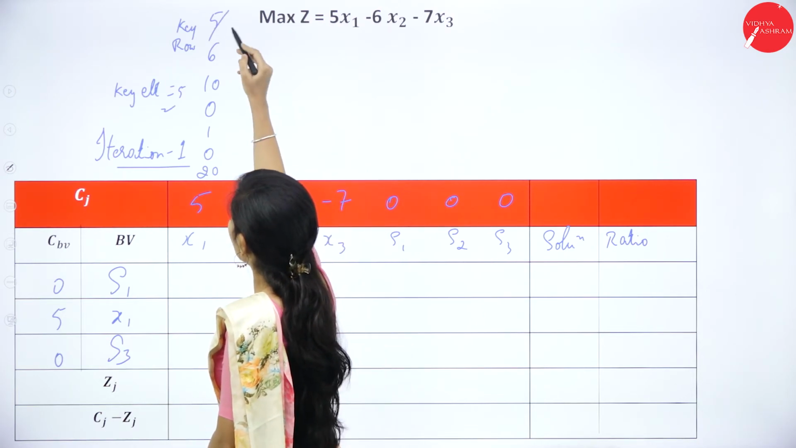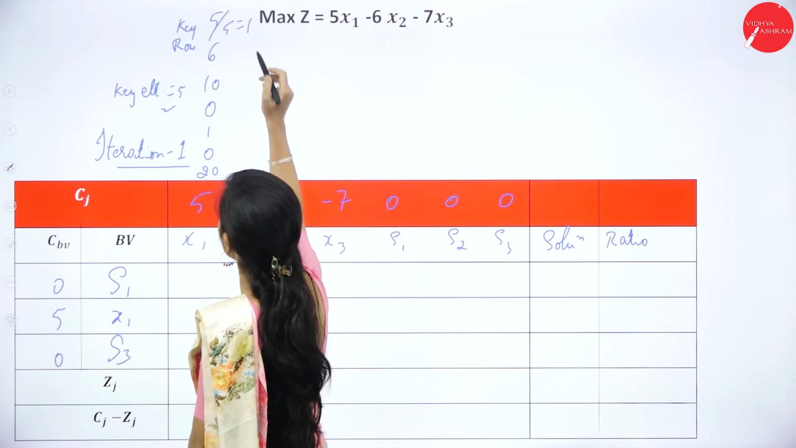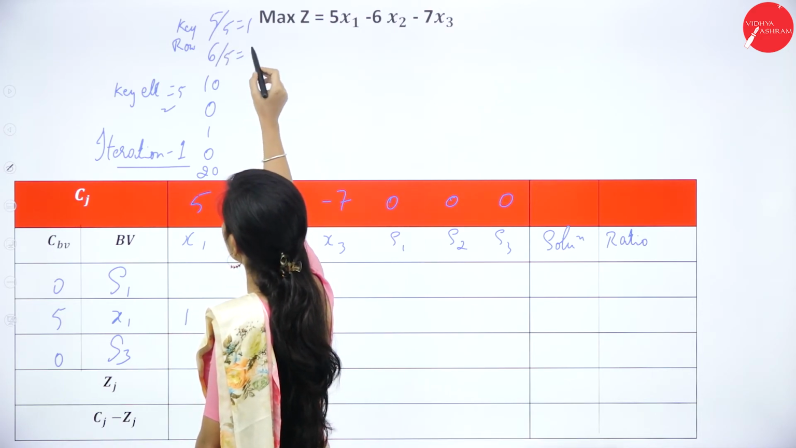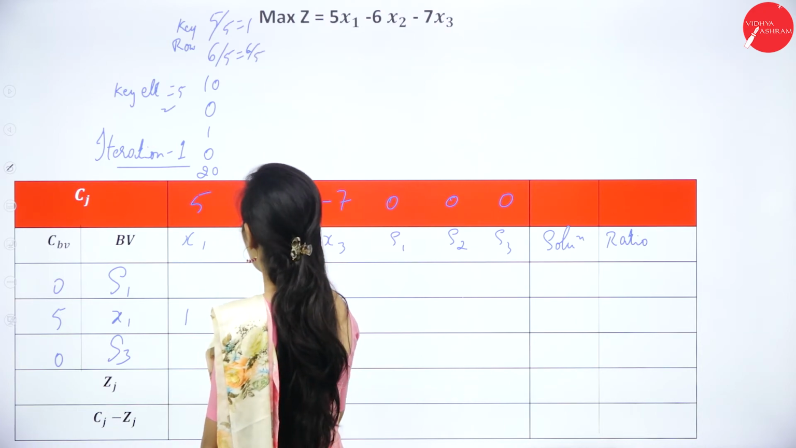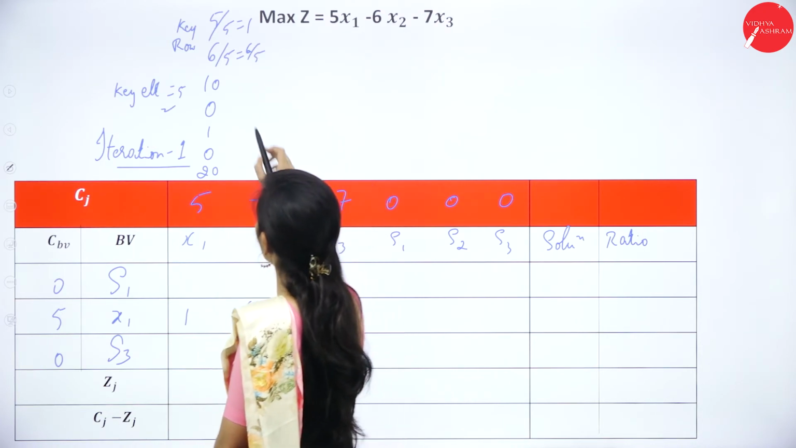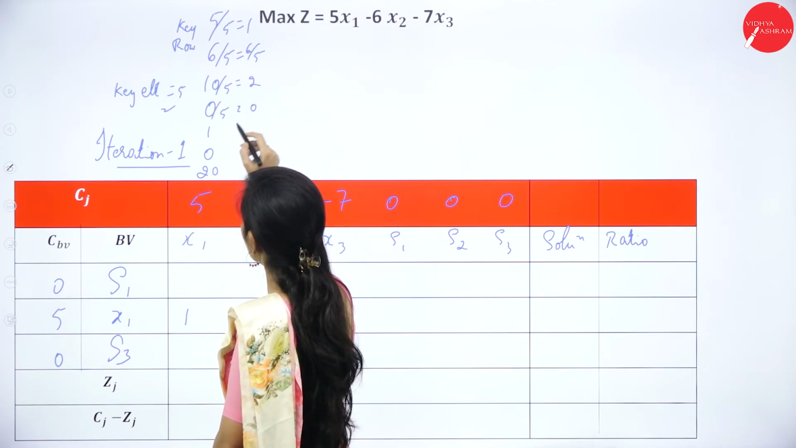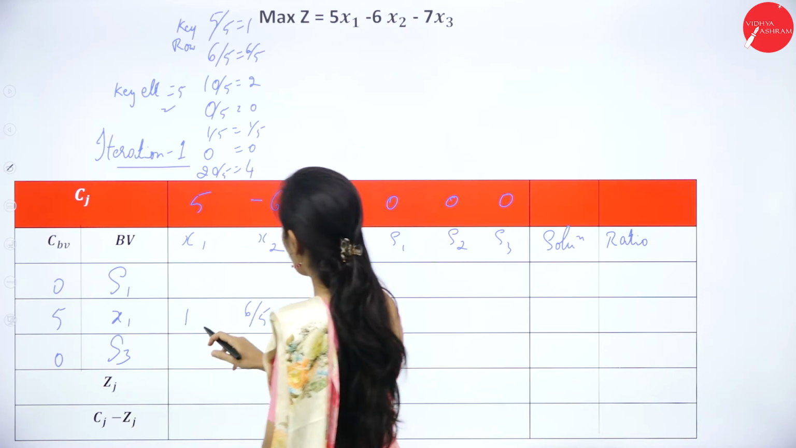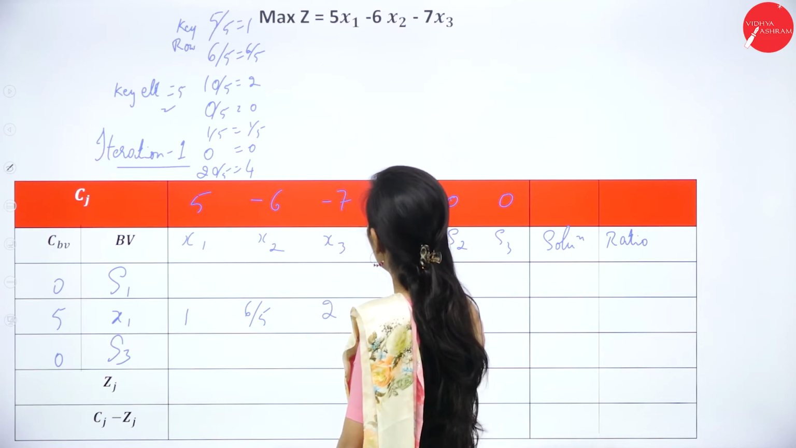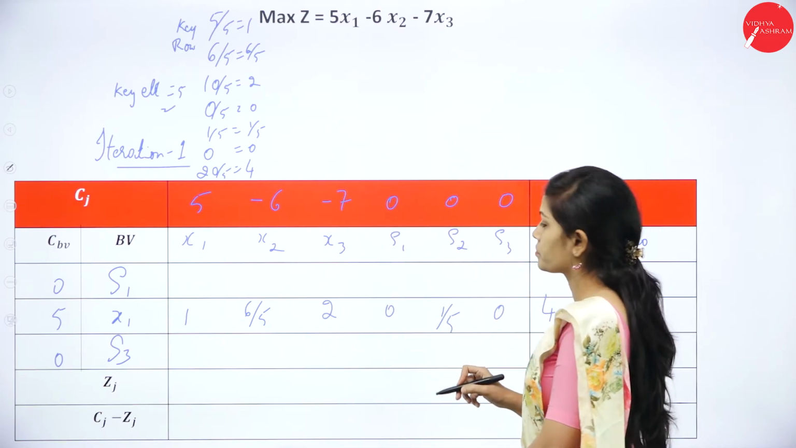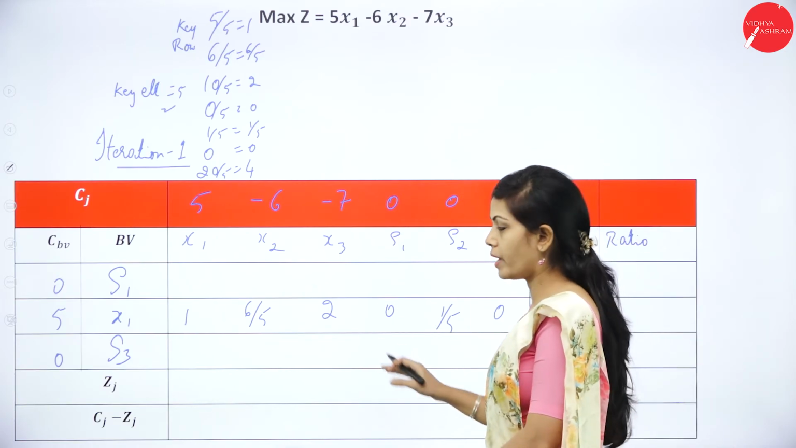Old value divided by key element, which is 5. It is 1. And old value is 6, key element is 5, so it is 6 by 5. Old value 10, key element 5, it is 2. Then 0, 1 by 5, it is 0, and it is 4. So 1, 6 by 5, 2, 0, 1 by 5, 0 and 4. So this is your new values.